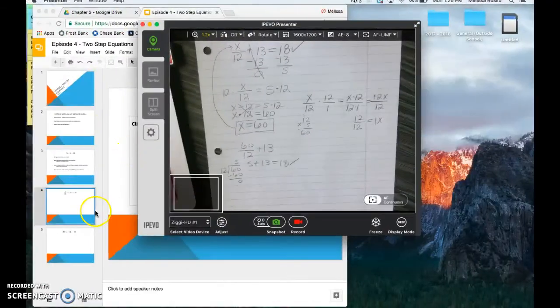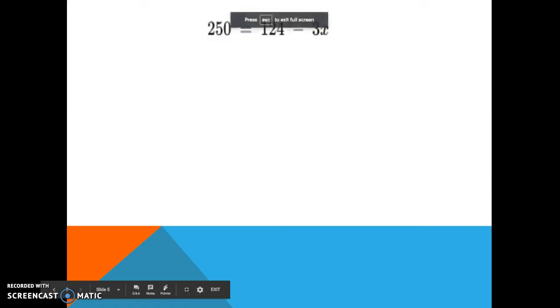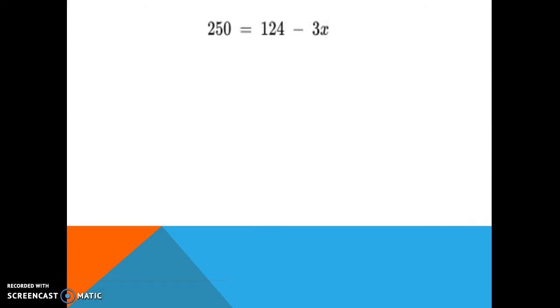Okay, the last one that we are going to do is 250 equals 124 minus 3x. So this one's going to look a little bit different because what's happening to our variable x is we are multiplying by 3, and then we have this subtraction here. So if we look at this expression over on this side, 124 minus 3x, my goal is to get x by itself. So I need to get rid of this 124, this minus, and this 3.